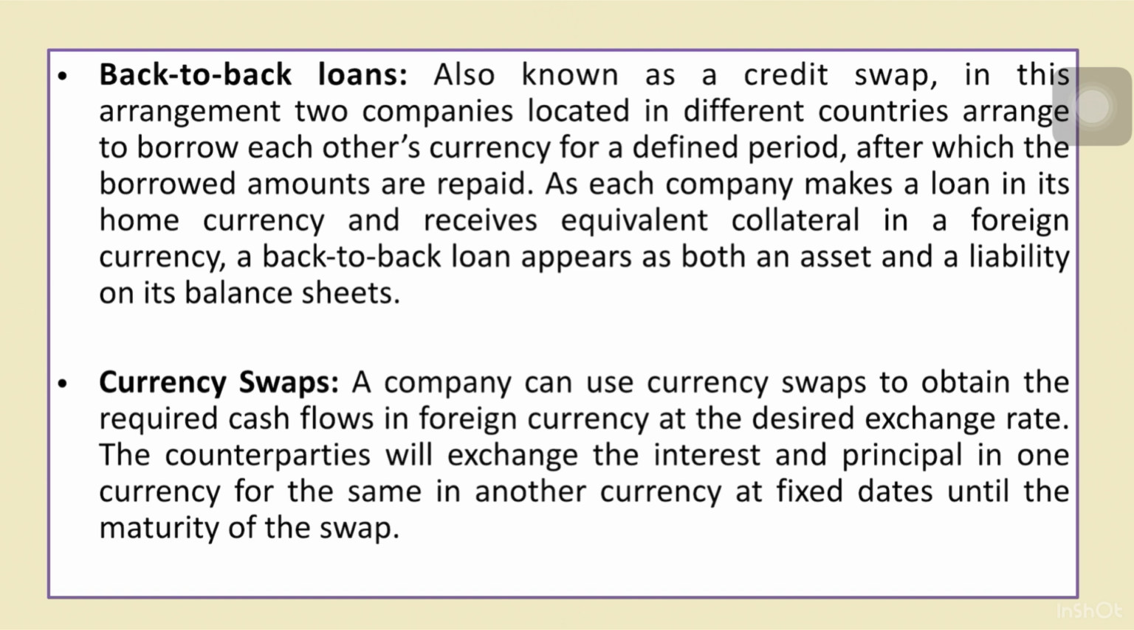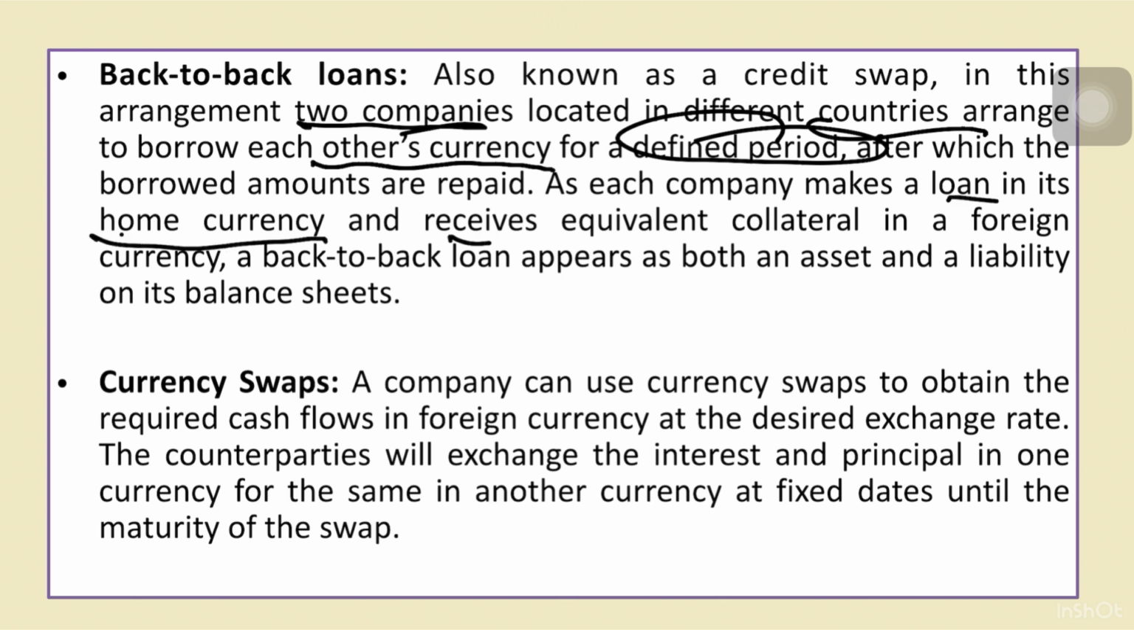So the next strategy under currency risk strategy is back-to-back loans. In this, what happens is that two companies from different countries arrange to borrow each other's currency for a definite period. One thing, okay, and a company makes a loan in its home currency and receives collateral in the foreign currency.